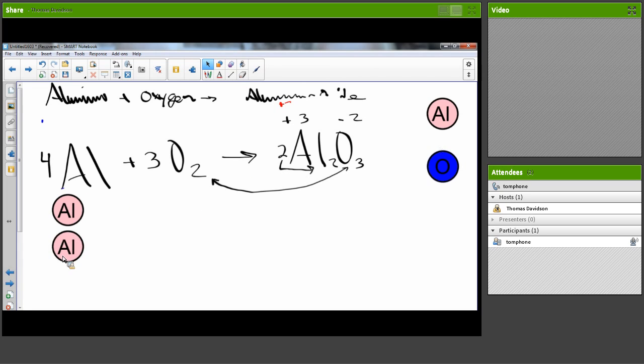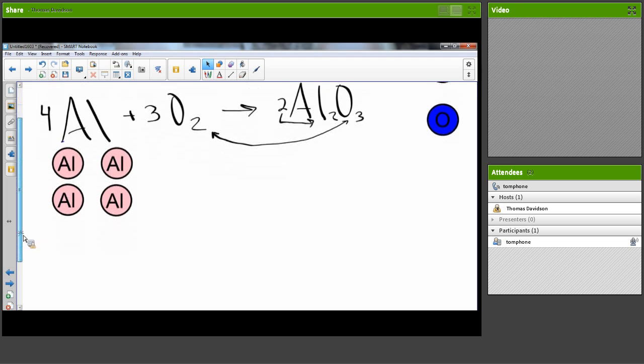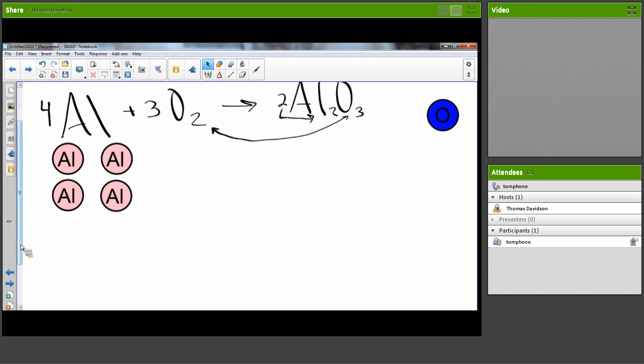1, 2. Are they connected? 3, 4. I'll answer my own question. I'm super good at that. No, they're not connected. Why are they not connected? Anybody? Okay, because they don't have a number on the bottom or a subscript. There's just 4 independent aluminum atoms. You with me? 4 aluminum atoms that are completely separate from each other.